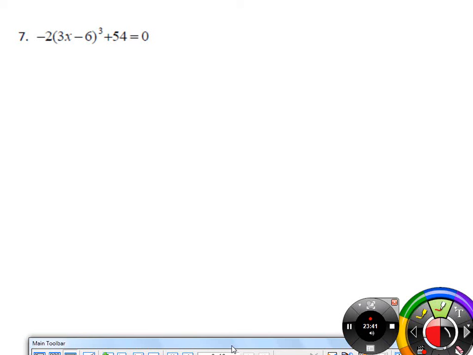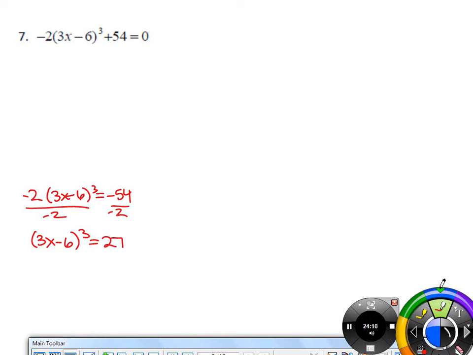So the x's are all inside of the package that's being cubed. So first we need to get that package alone because it contains all of the x's. Okay? So we'll subtract 54. Good. And we'll divide by negative 2. So we'll have this cubed package equal to 27. 27 is a really nice number. If it wasn't equal to something like 27, we would deal. And just like with our square roots, we would just kind of leave it.